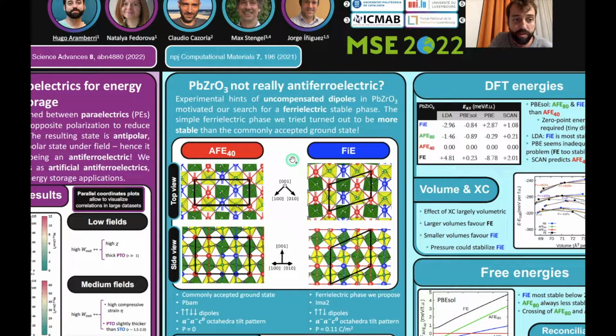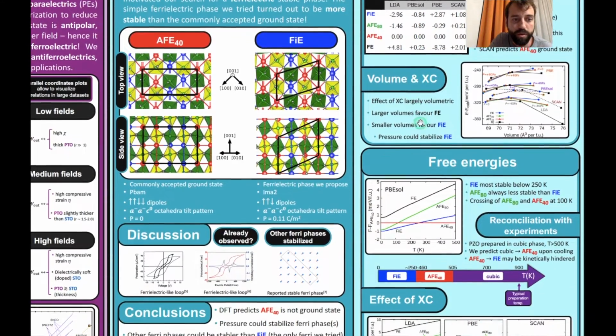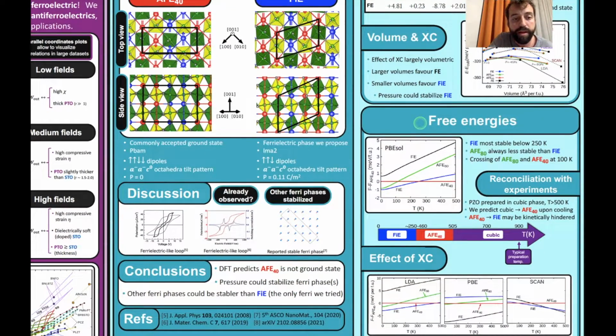Now on this ferroelectric dipole pattern, we superimposed the octahedra tilt pattern of the ground state and took the resulting structure to our favorite first principles code and optimized it. To our surprise, we found that this phase shows a lower energy than the usual antiferroelectric phase. So we decided to then compute the free energies as a function of temperature using the so-called harmonic approximation. Now we included two more phases in the mix as a sanity check.